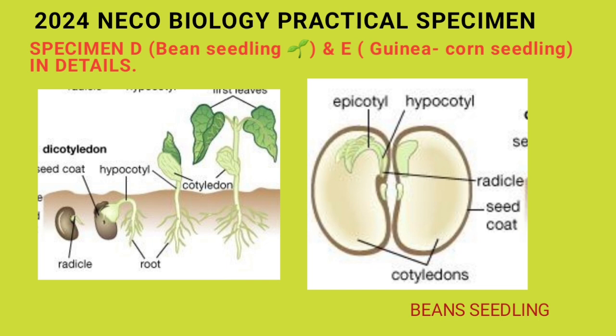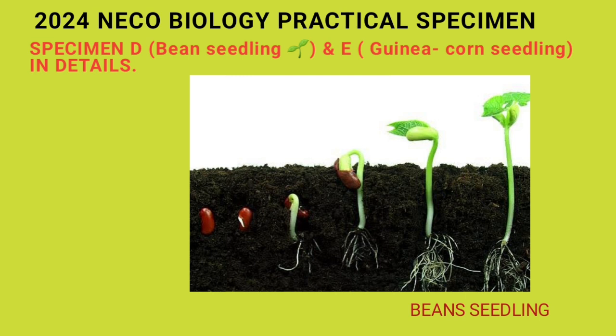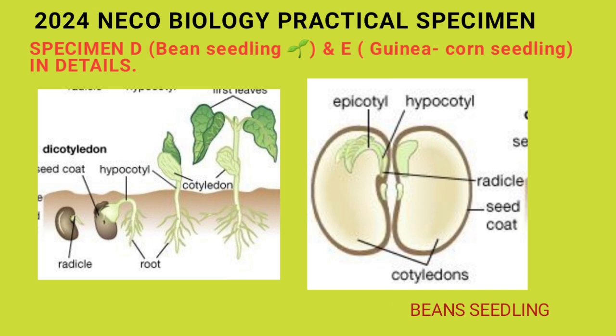First column of the table, you write specimen D. The second column, you write seedling. What is the name of the seedling? You write bean seedling, in brackets, a dicotyledon. Now, in case they ask, the next column, you should have what type of germination. You write epigeal.